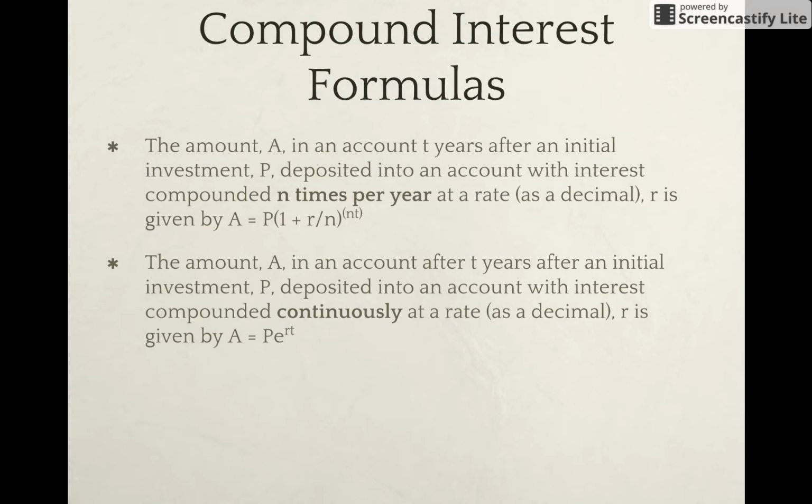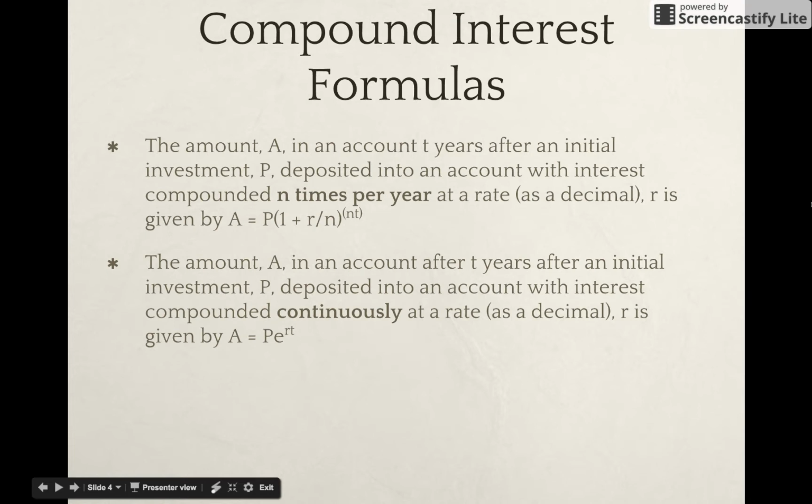We have 2 compound interest formulas depending on how the interest is computed. The first is for interest that is compounded a finite number of times per year. So we generally say n times per year. The second one is when the interest is compounded continuously. That is, again, at every moment in time, and we have a different formula for that. So let's look at the first one.